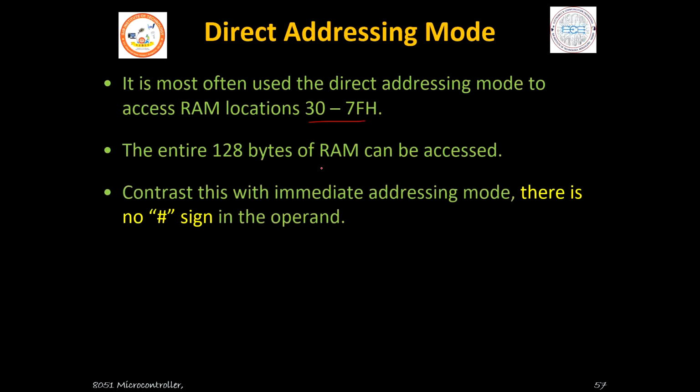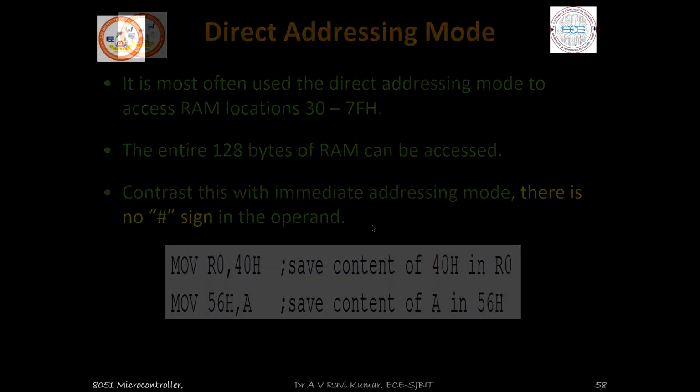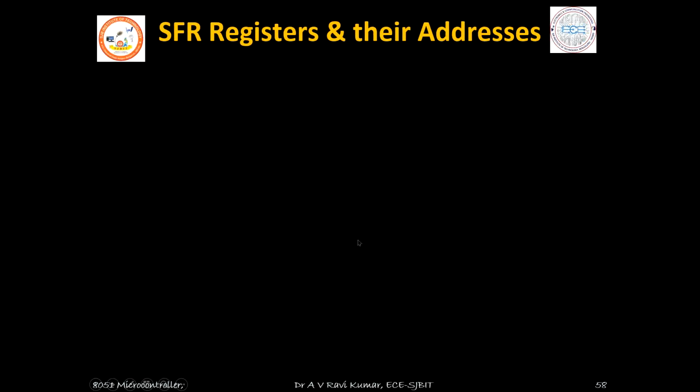And as we have already discussed, if a hash sign is mentioned in the operand, it indicates immediate addressing mode, so in direct addressing there is no hash sign in the operands. We gave an example also. In this example, 40 is the direct addressing; the content is loaded into R0. Here the accumulator content is loaded into the area to which 56H points. So this is direct addressing. We'll see a continuation of it.